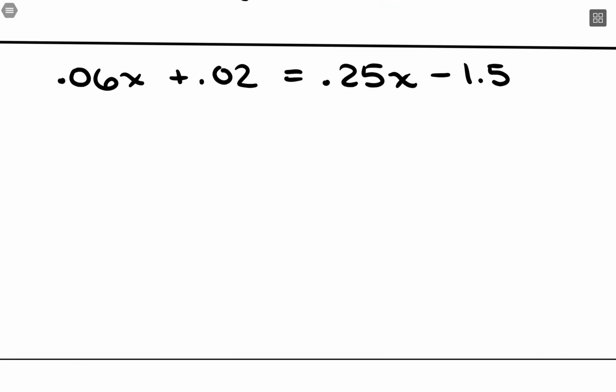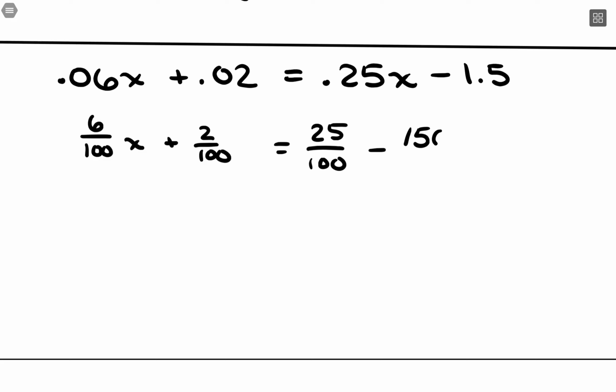So what we can do is something similar to what we did with fractions, the idea of multiplying everything by the same number. And what this would come down to is if you thought of these numbers as fractions, like this is 6 100ths, this is 2 100ths, this is 25 100ths, and this is 150 100ths. Oops, I lost my x. There we go. So our least common denominator here would be 100, the idea of multiplying absolutely everything by 100.